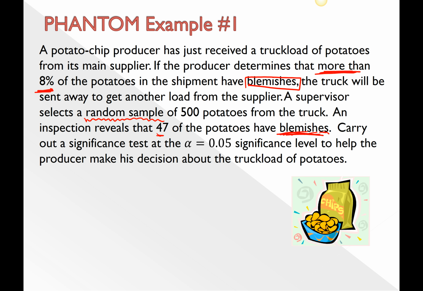A couple things we need to know: our p hat is composed of looking at, out of 500, how many had blemishes, and that should be apparent, 47 have those blemishes. Which means the p that we're going to be using is the 8%, to represent the population proportion, because if 8% have it, that's going to be okay, but we're interested when it's more than, okay? So that's the claim we were talking about in our video earlier this week.